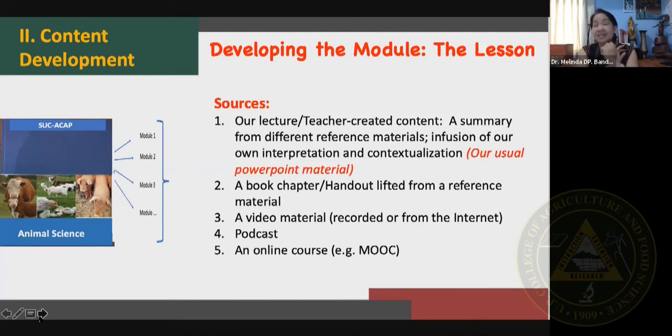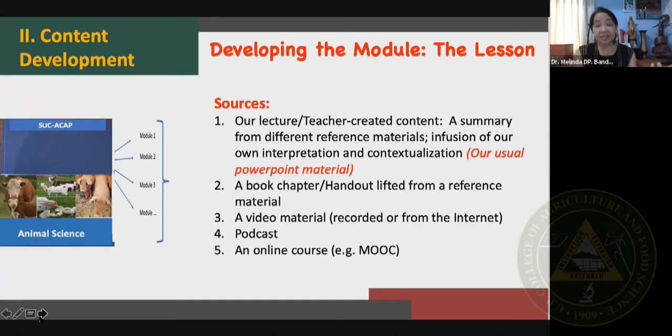The other source, it can be a book chapter. Meron tayong mga reference materials. Pwede nating sabihin na, for this particular lesson, basahin nyo ito. It can be a handout lifted from a reference material, or pwedeng may mga pinagsama-sama tayong gusto nating basahin nila. Yung hindi tayo yung nag-summarize, pero gusto natin basahin nila from the original authors. Kasi yung sa akin is just a summary. It just highlights what you can read in that particular material. So, pwedeng doon din manggaling.